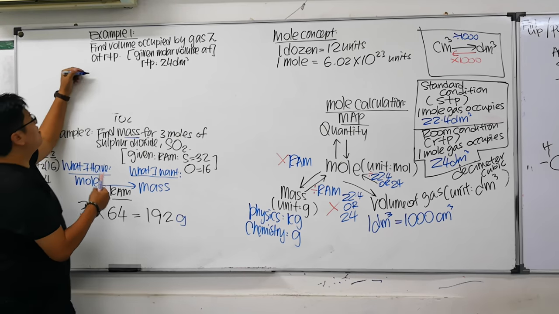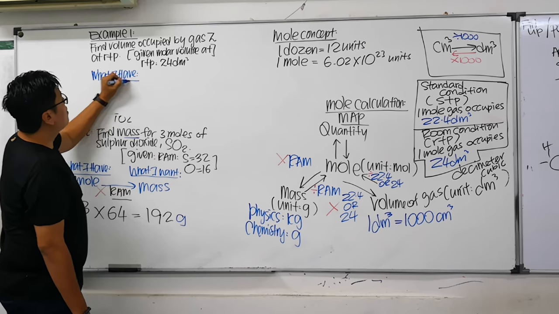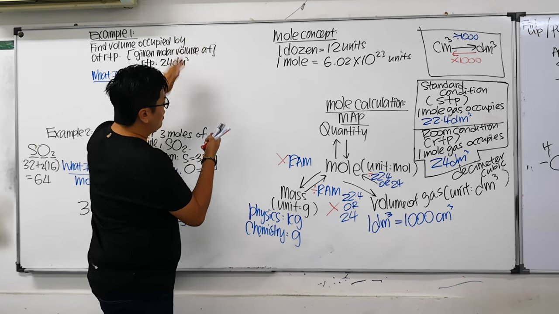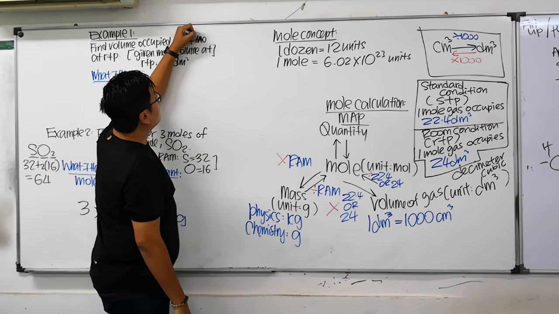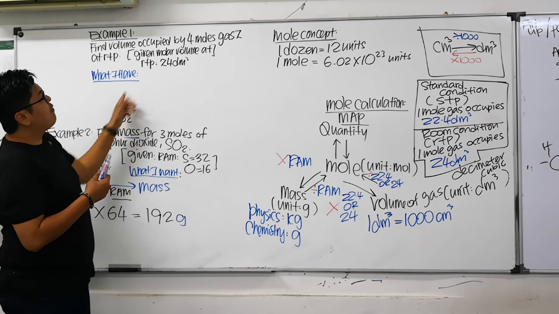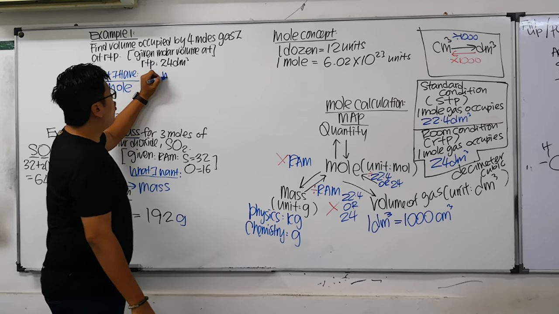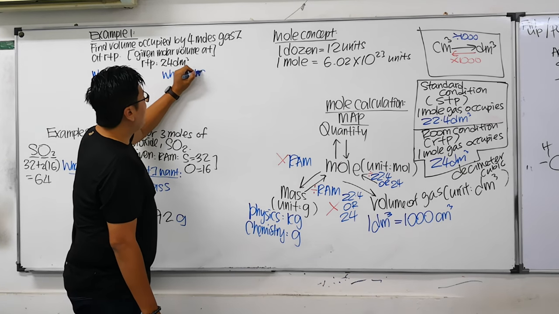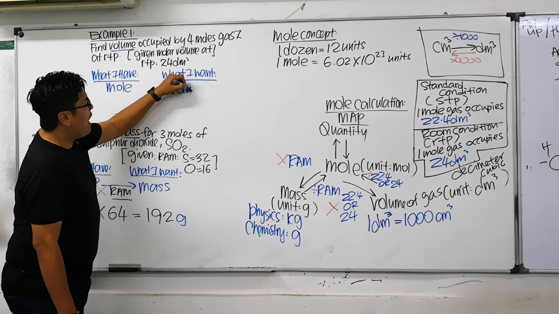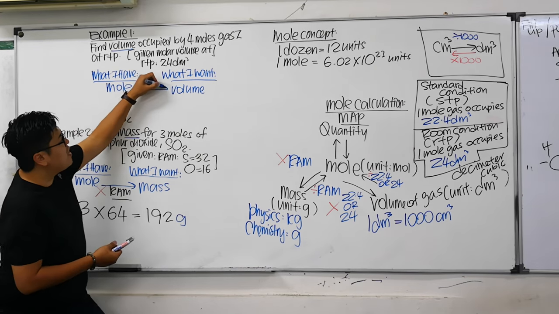Start with that. First question, what I have. So I have, okay, find the volume occupied by gas. I should add a bit more here: 4 moles. Sorry, my bad. Okay, so what I have is 4 moles. Next one, what I want. I am looking at volume. So I have mole, I want volume. Am I right? Mole becoming volume.